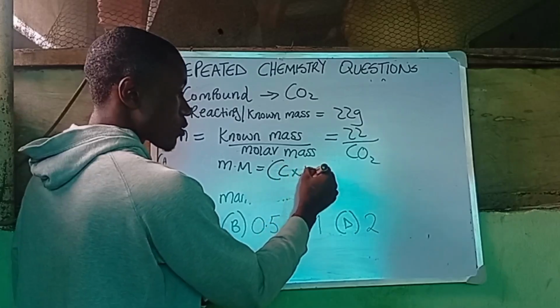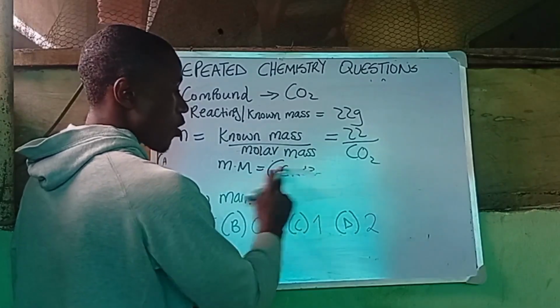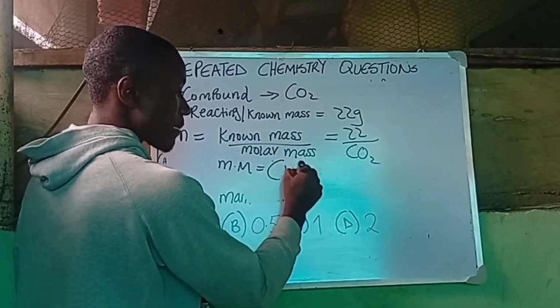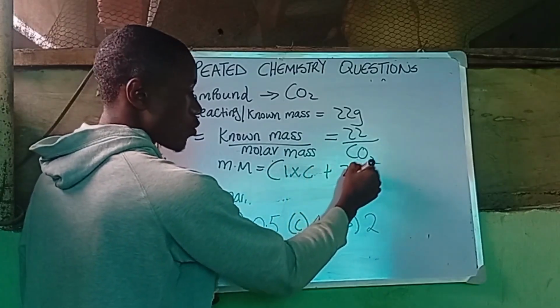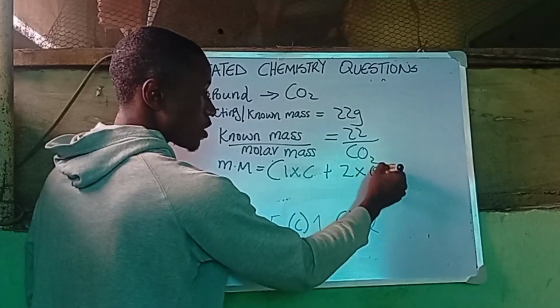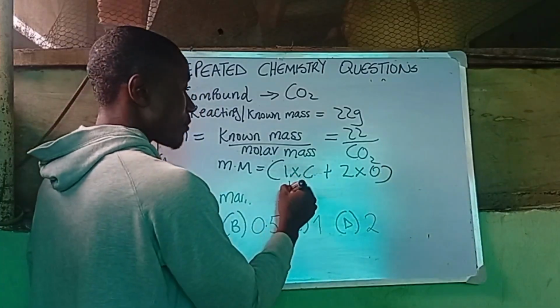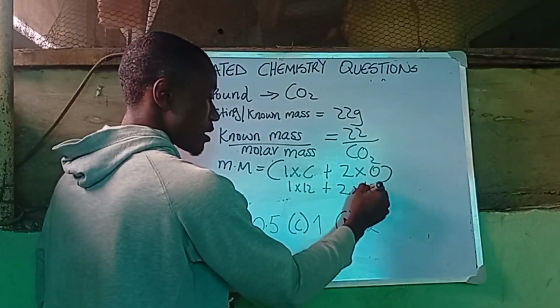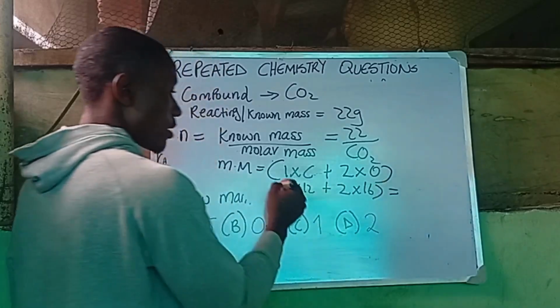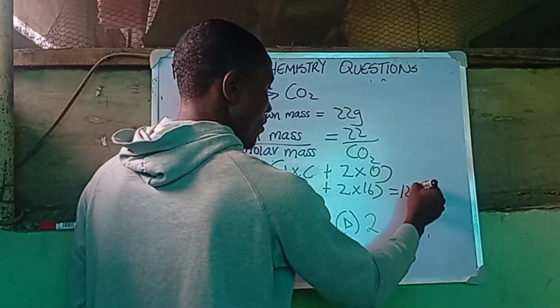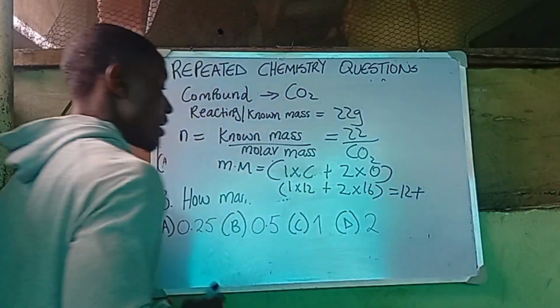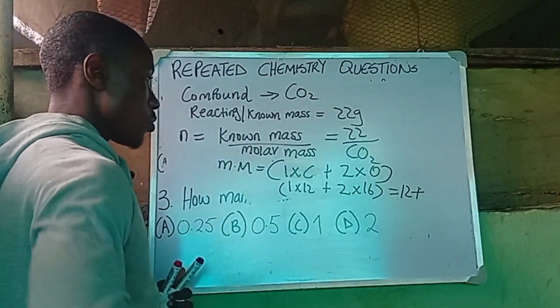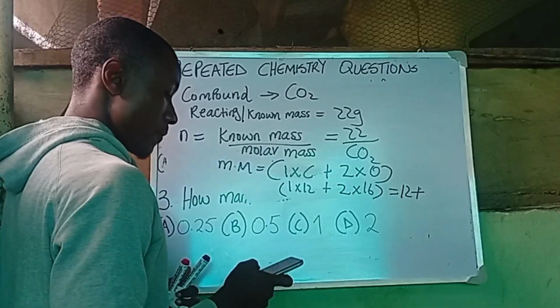1 mole of C plus 2 times O, which is oxygen. So 1 times 12 plus 2 times 16. 1 times 12 is 12, so we have 1 times 12 plus 2 times 16.